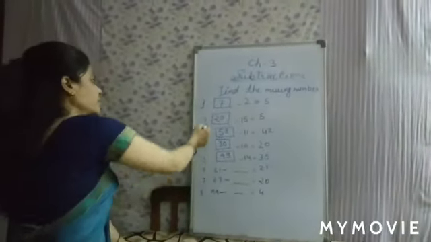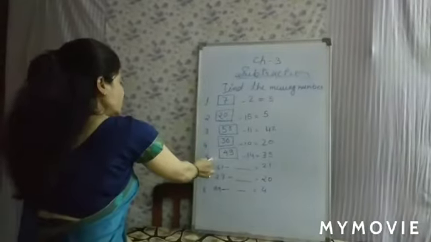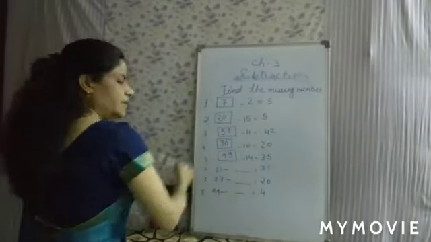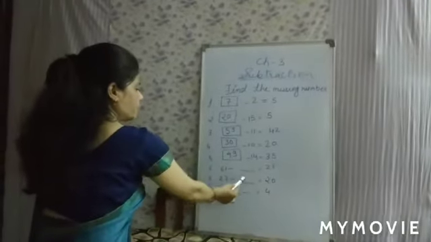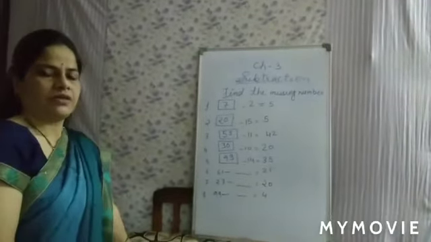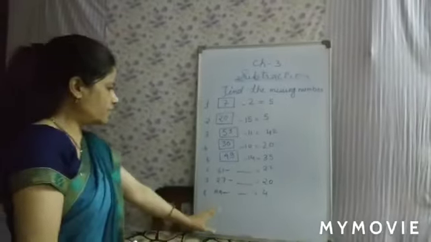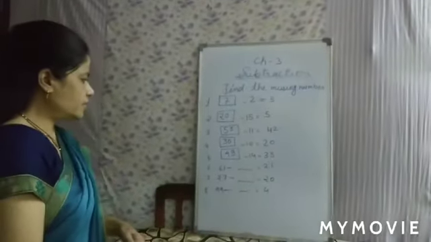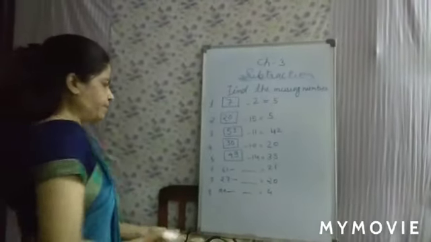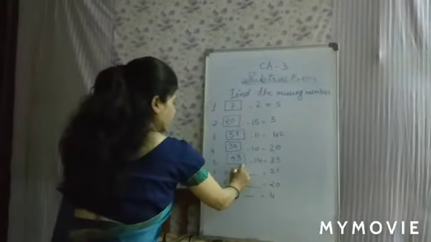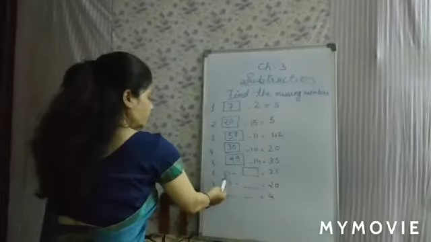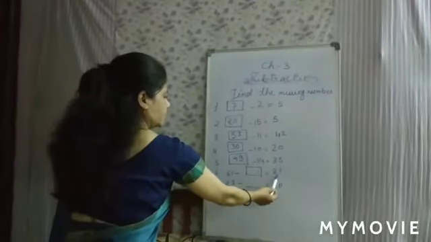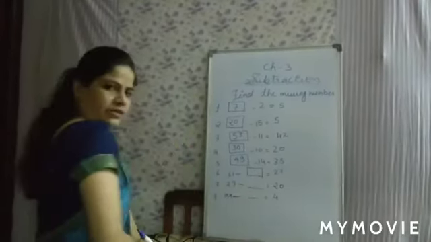In these first 5 questions, you have to find the bigger number. But in the next 3 questions, you have to find the smaller number. How to find the smaller number? The step you have to do differently. Now here you have to find the smaller number. So what will you do? You have to subtract the difference from the bigger number.